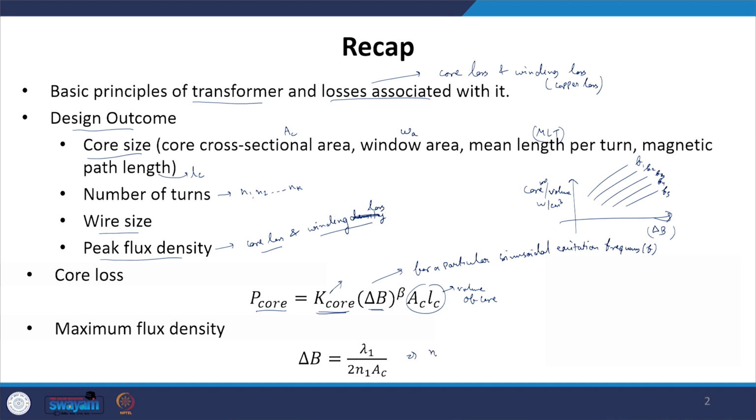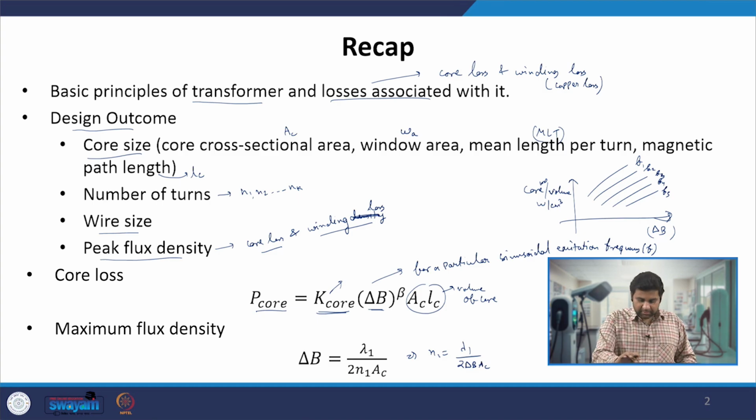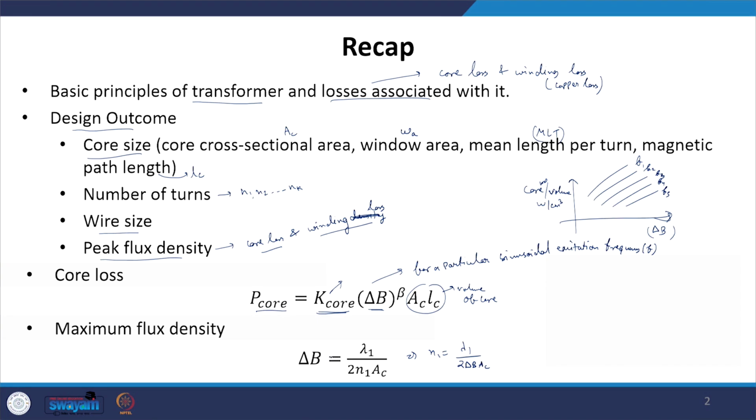This will give my number of turns to be lambda 1 by 2 delta V AC, where AC is the area of cross section of the core. So this maximum flux density must be ensured, it must be equal to the swing in the BH loop, such that the delta B which we will get must be equal to lambda 1 by 2 N1 AC, and obviously making sure that delta B is less than B sat.